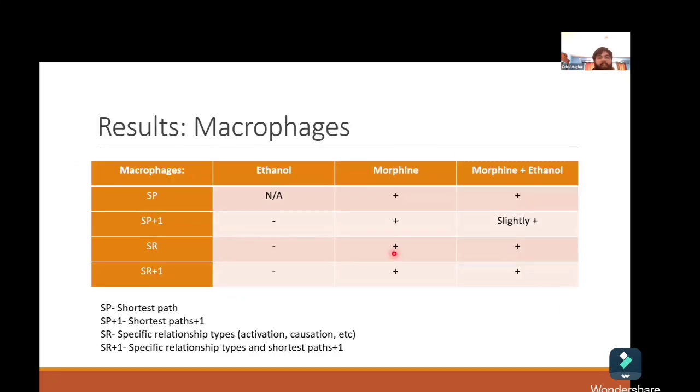So to summarize those results, in macrophages, we found that for our specified parameters, ethanol, for the most part, led to predicted inhibition. Morphine primarily led to predicted activation. And morphine plus ethanol led to predicted activation primarily as well, only with shortest path plus 1 here. And with all relationship types, we found that there was a slight activation. And basically, SP stands for shortest paths, SP plus 1 is shortest paths plus 1, SR is specific relationship types, those ones that I mentioned. And SR plus 1 is the specific relationship types, including the shortest paths plus 1 in that as well.